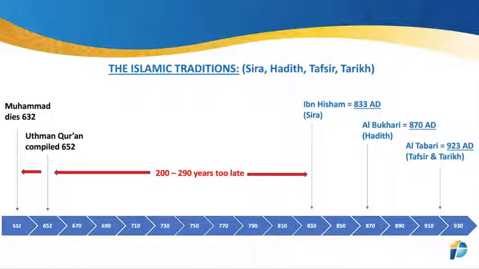It's all based on matans and isnads, as Muslims call it. These chains of names of so-and-so told me, got it from so-and-so, who got it from so-and-so, who got it from the companion of the Prophet. But that's 200 to 290 years of so-and-so's telling so-and-so's, but no one's writing it down. And that's why you have to be so suspicious of it, because it's all nothing more than oral tradition.